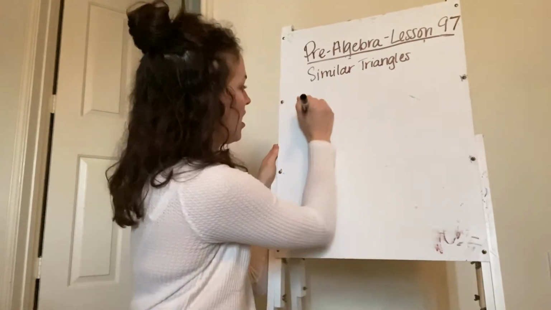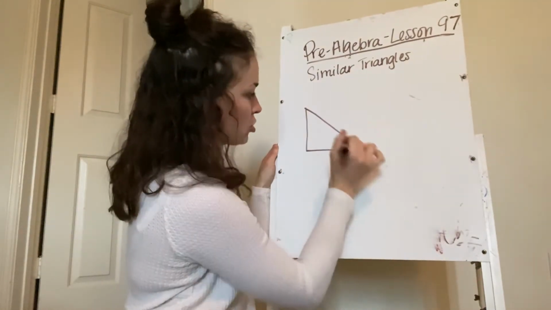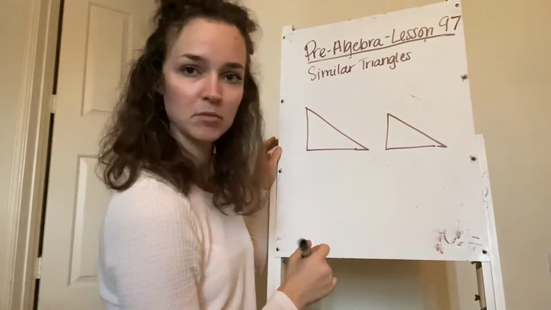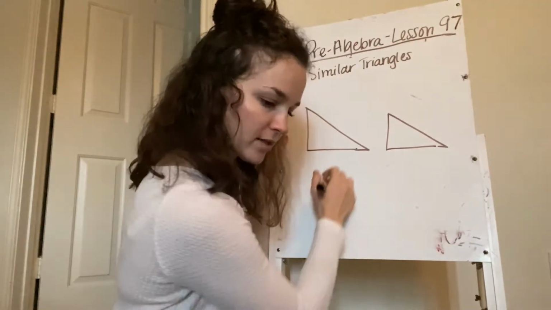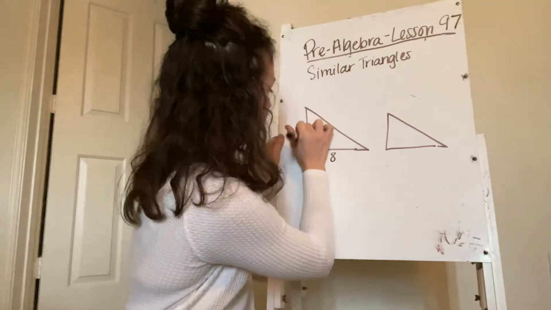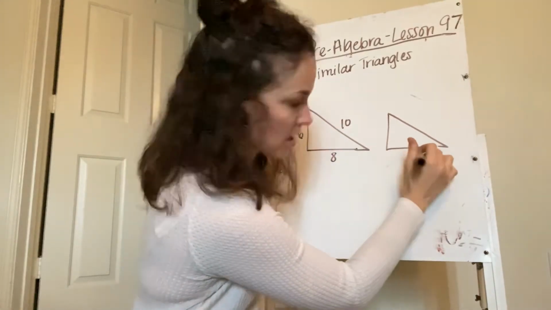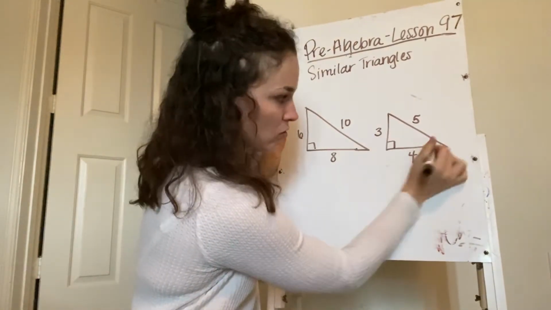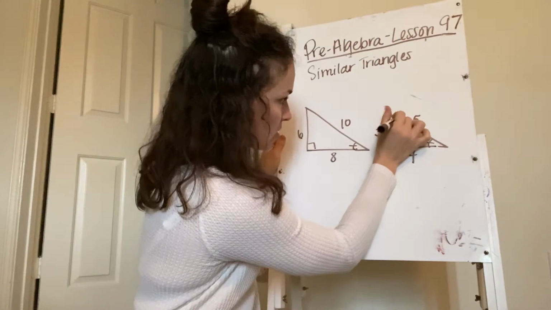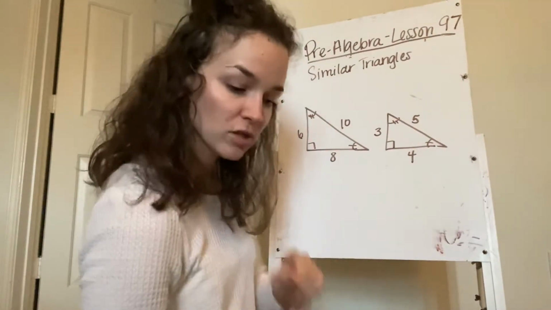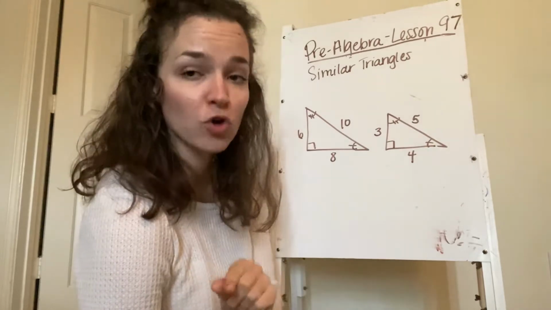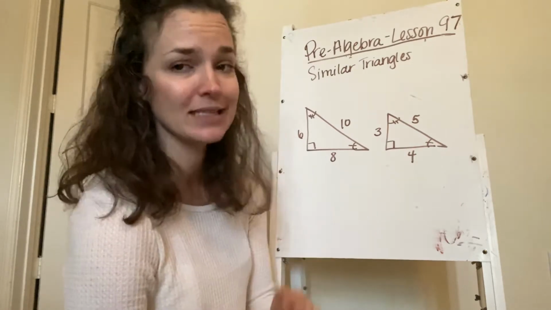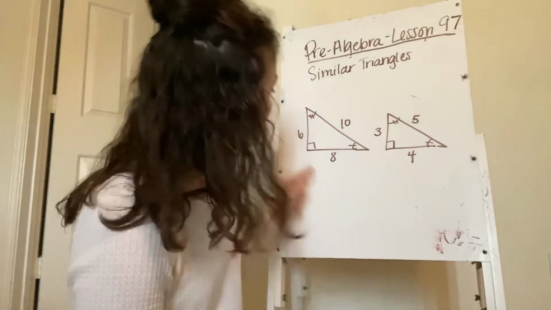So if we've got this triangle and this triangle, those kind of look similar, right? Okay. And we've got measurements of 8, 6, and 10, and measurements of 4, 3, and 5. We know that these are both right angles, and we know that these are congruent and these are congruent. That tells us that these are similar triangles. So if they're similar triangles, then we know we can create equivalent ratios for the corresponding sides. That was a lot of big words. Let me see if I can break that down for you.